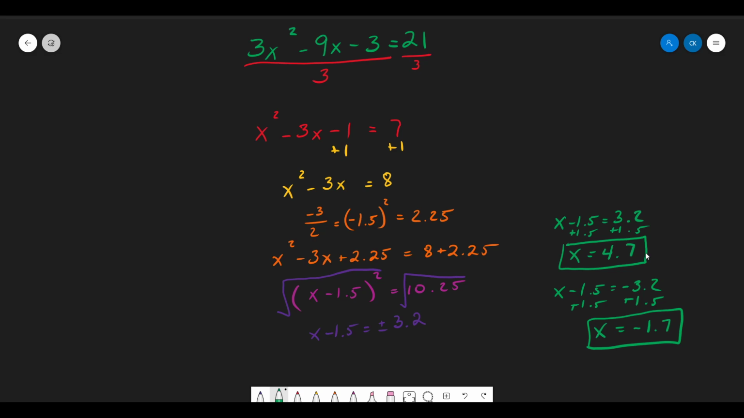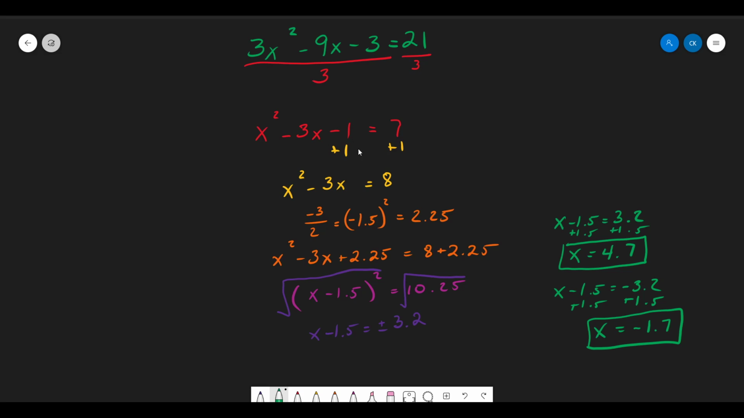Okay, so hopefully you got the two answers I have here, 4.7 and negative 1.7. So again, first step, divide everything by 3. When you divide 3x squared by 3, you get x squared. Negative 9 divided by 3, you get negative 3. Negative 3 divided by 3, you get negative 1. 21 divided by 3, 7.